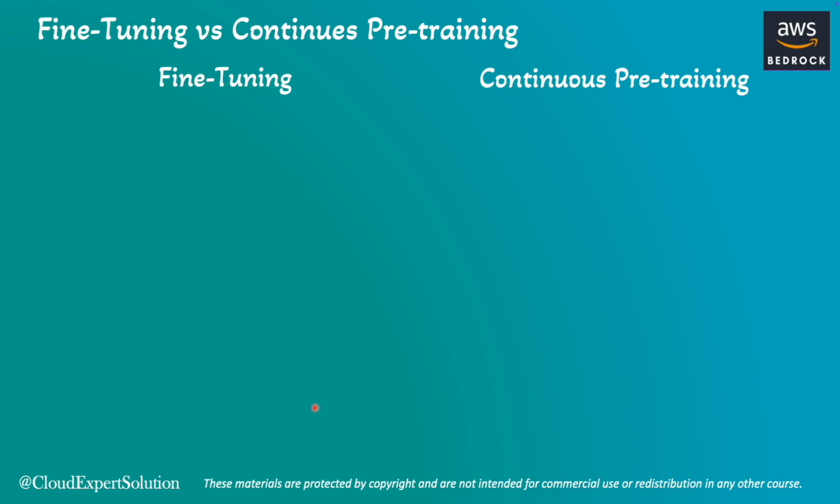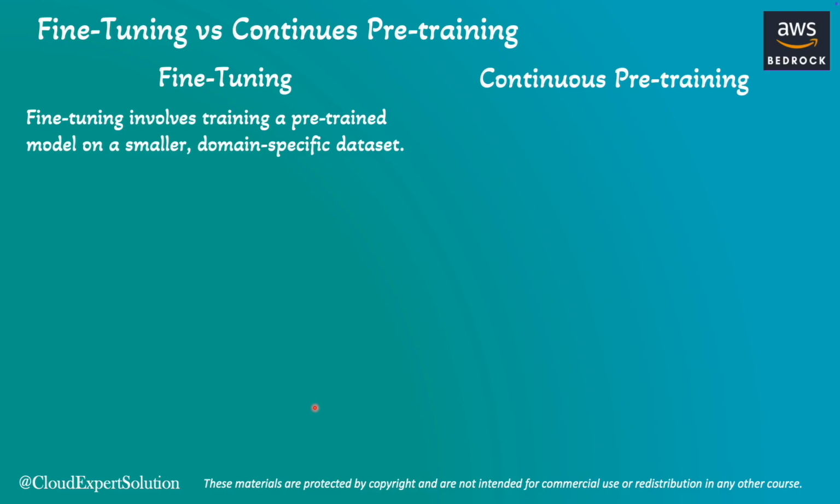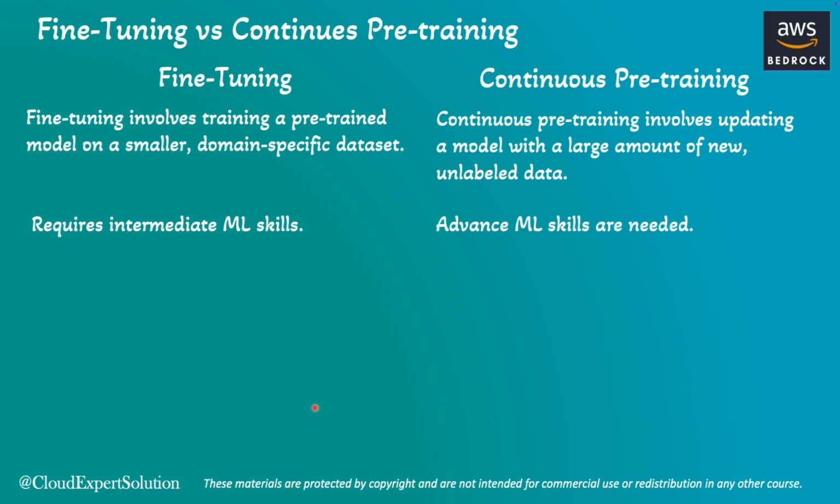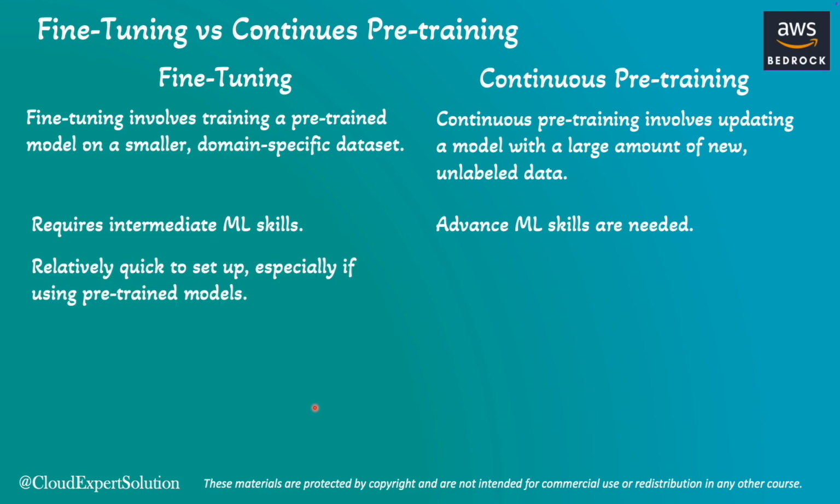Now let's compare fine-tuning versus continuous pre-training. Fine-tuning involves training a pre-trained model on a smaller domain-specific dataset. But continuous pre-training, since this is unsupervised learning, involves updating a model with a large amount of new unlabeled data. As a result, fine-tuning requires intermediate ML skill, whereas for continuous pre-training, you need advanced machine learning skill because you need to understand the domain, and you need to understand and collect the dataset for the pre-training.